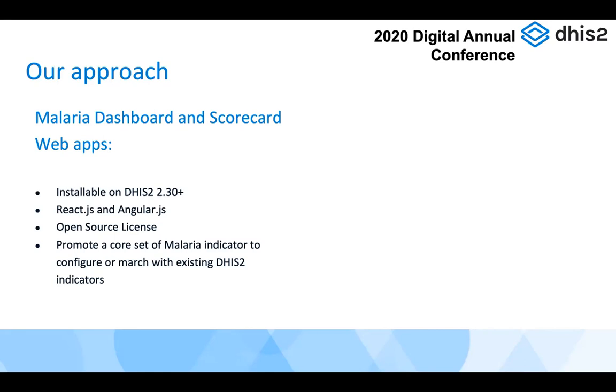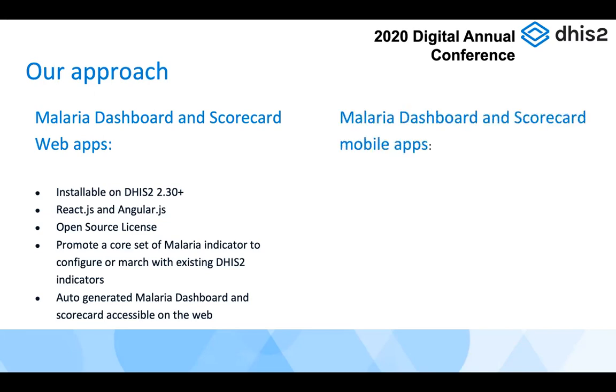We've brought together M&E teams that are very skilled in malaria, and had them work on the set of malaria indicators to come up with a very simple set that will be very useful to decentralized users to be able to use data for informed decisions. And that tool, once you configure it, will automatically generate a dashboard or a scorecard specific to malaria, helping you to take decisions at the decentralized level.